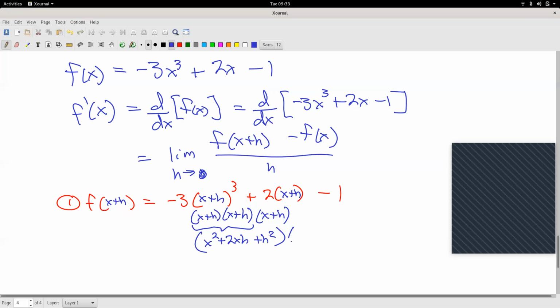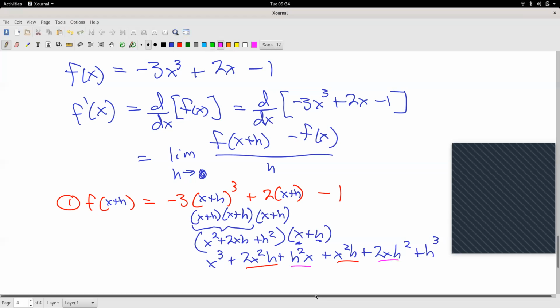And so now we need to multiply by another x plus h. So multiplying through by the x first, we get x cubed plus 2x squared h plus h squared x. And then multiplying through by the h, we get plus x squared h plus 2xh squared plus h cubed. And there are some like terms here. There's no other x cubed, but the x squared h, there's a couple of those. And then the h squared x, there's some of those too.